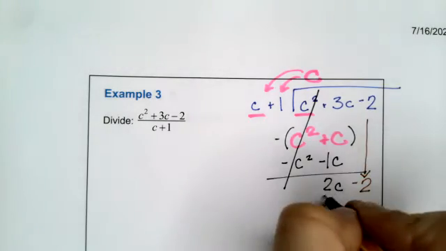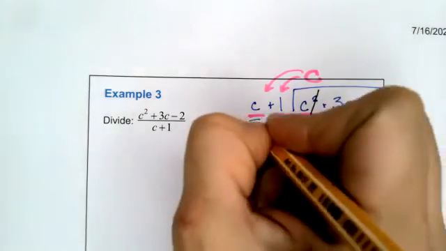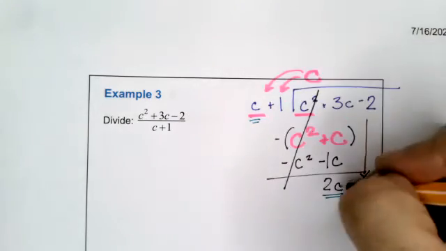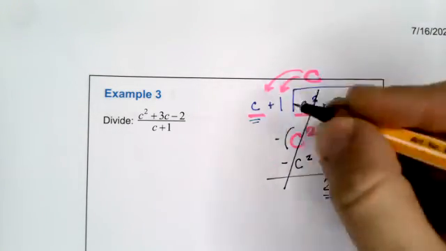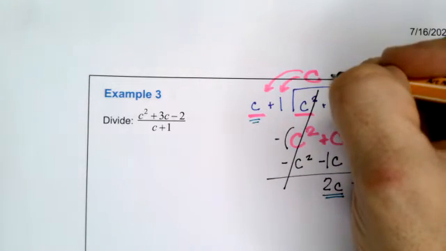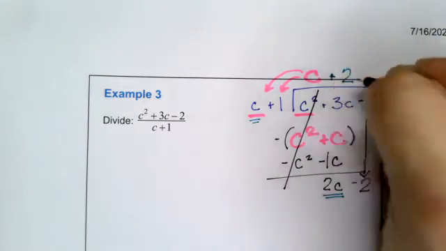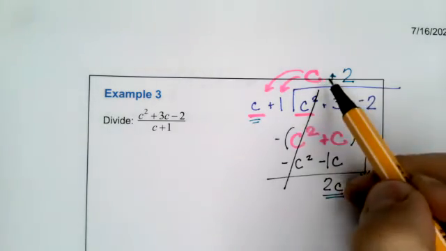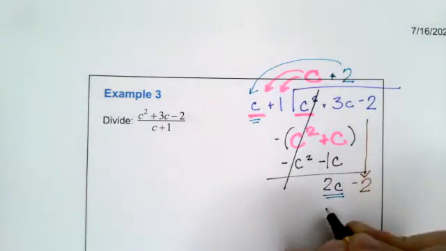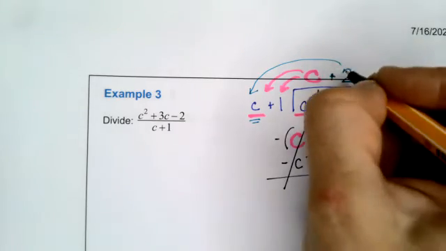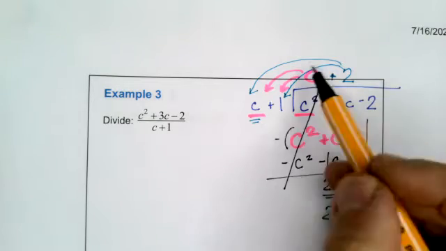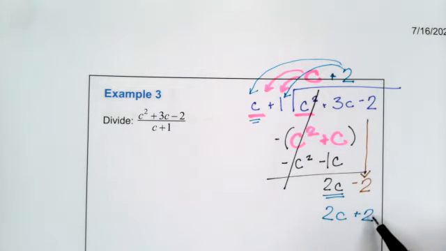Again, we're looking at the first term and the first term. C times 2C, C and 2C, right? What do I need to do to C to make it 2C? I just need to multiply it by 2, okay? So it's just C and a positive 2, so it's going to be C plus 2. Take that 2, multiply it by C. 2 times C is 2C. 2 times 1 is 2. They were all positive, so it's a positive 2C and a positive 2.